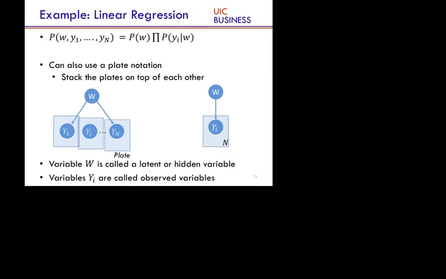So that's just a linear regression example. Any questions here? We just really didn't do much with the graph because if I gave you the conditional independence information, you can directly write this pretty much.